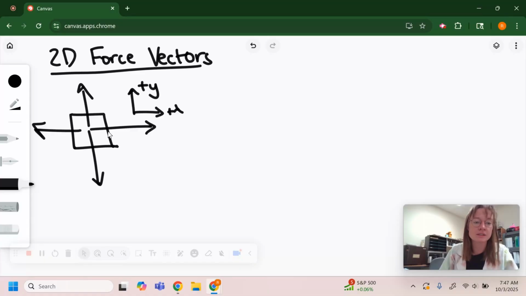We add up the forces in the x direction and we add up the forces in the y direction, and we write two net force equations. Well, today we're going to look at something a little bit different.